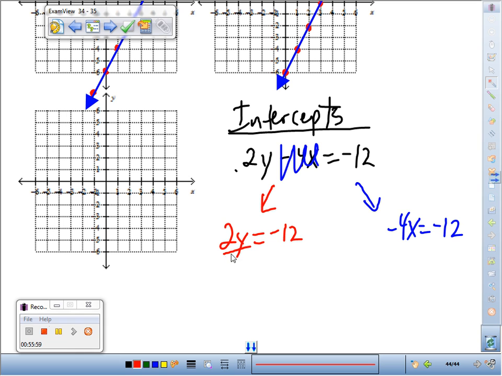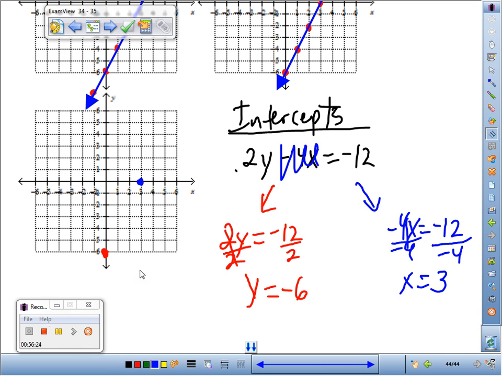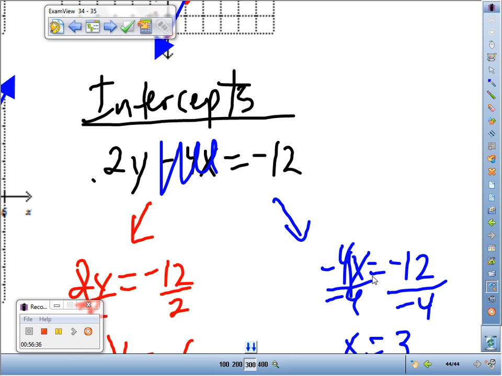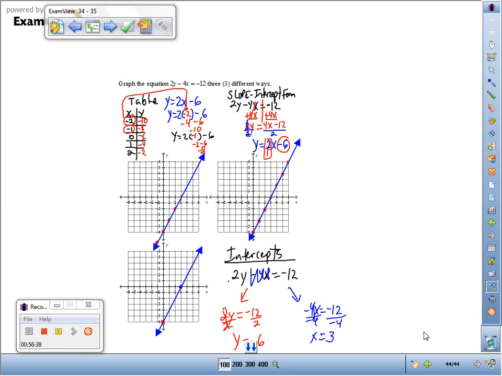So let's do that. Let's solve for the y. Divide by 2, y equals negative 6. Divide by negative 4, x equals 3. So let's plot those points. Y negative 6 is right here. X 3 is about right there. And our graph should go through those two points. Make sure you extend it as much as you can. And let me zoom out to see if all three graphs look the same. Yes. Check your graph to see if they look the same.